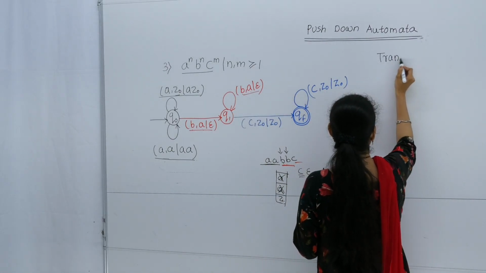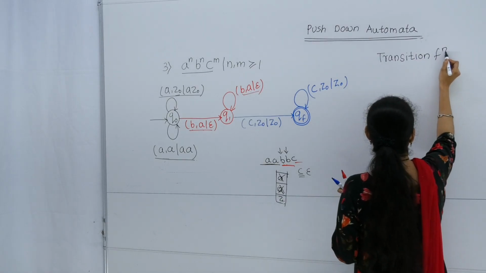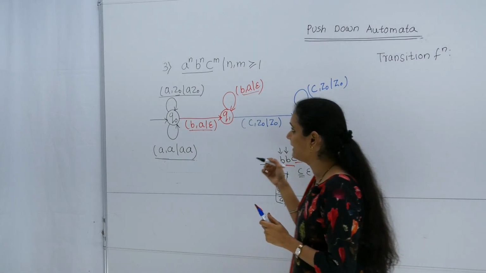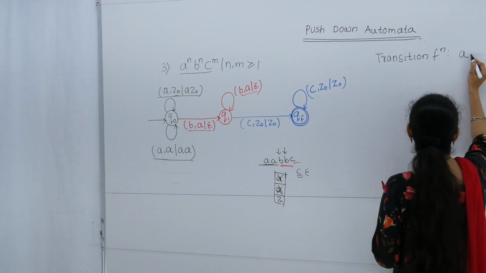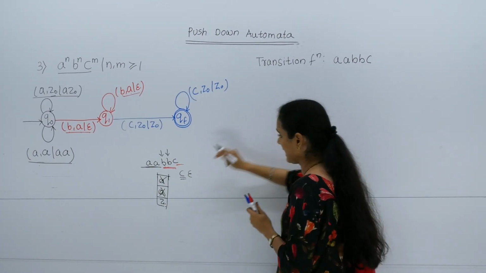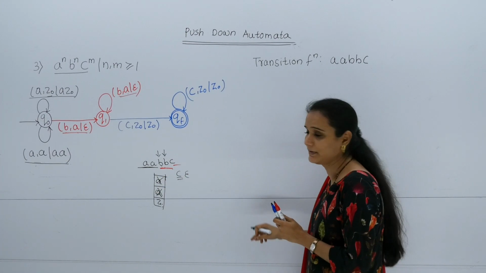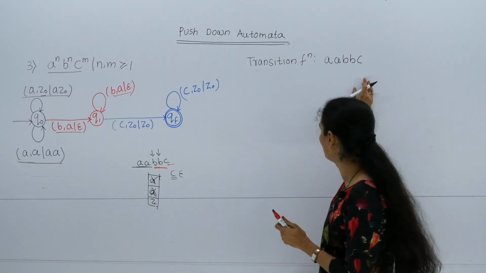Transition function. So we can take any one example. Suppose, students, here we have taken the example A, B, B and C, as we have taken that particular example. For that example we will see how its transition function works.